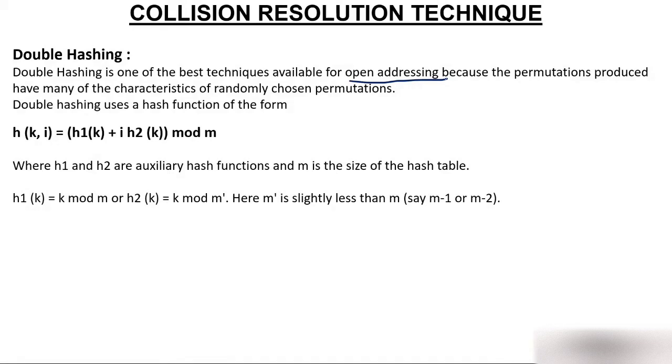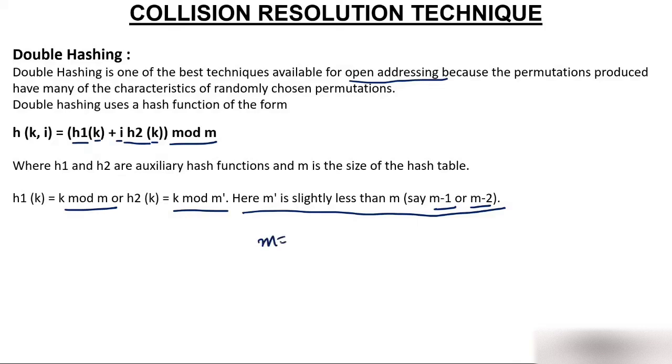So in double hashing, as the name says, we apply two hash functions in a formula. If you see the formula, we apply k with one hash function, and we apply k again with the second hash function multiplied with i, and again mod m, where h1 and h2 are hash functions and m is the size of the table. Let's see the values of h1 and h2. Suppose I take h1 as k mod m, and h2 as k mod m dash. So what is m dash? m dash could be either m minus 1 or m minus 2.